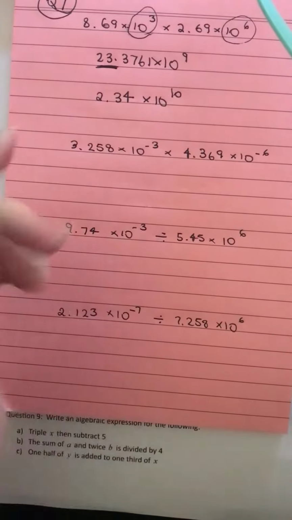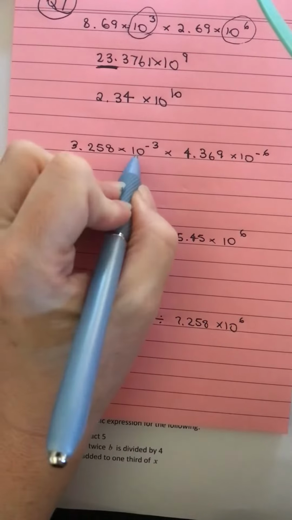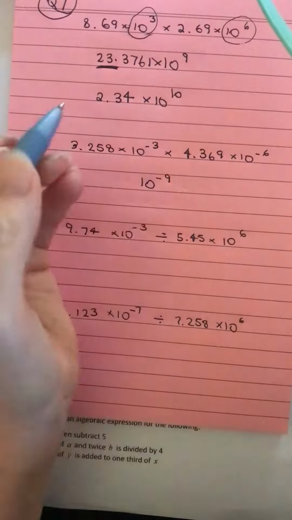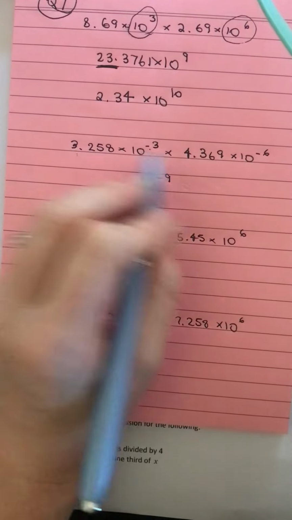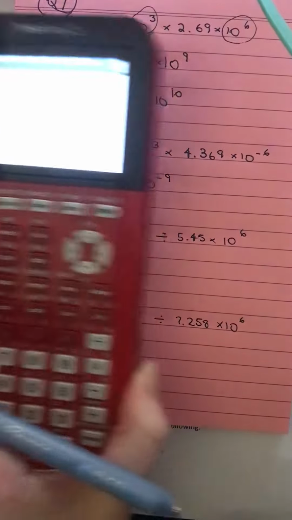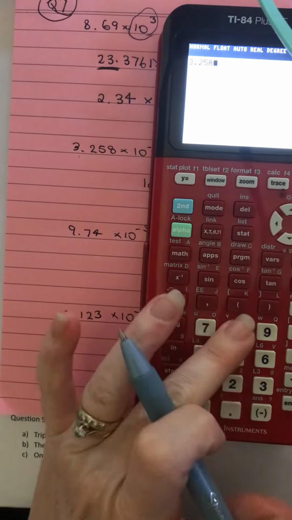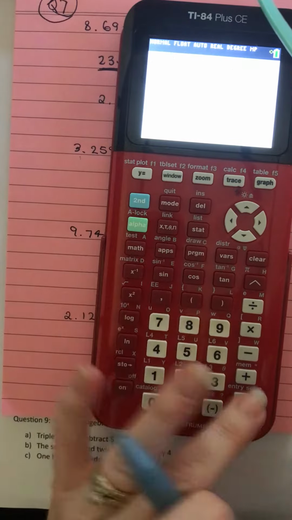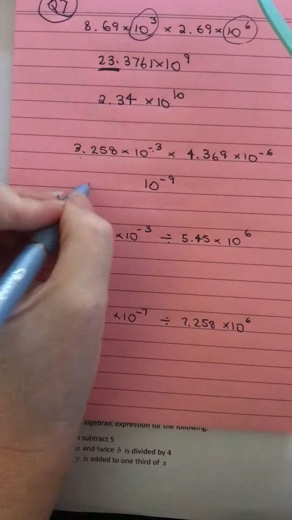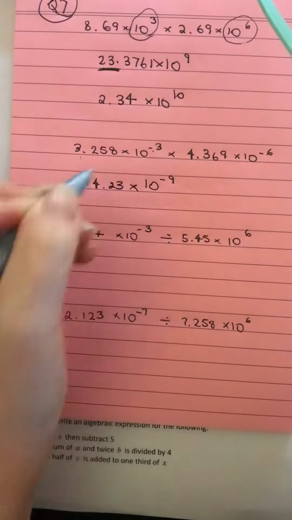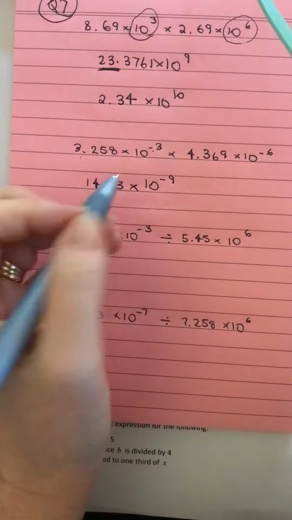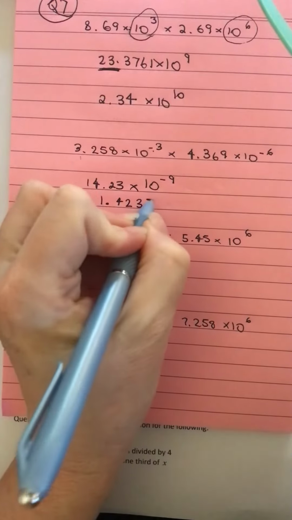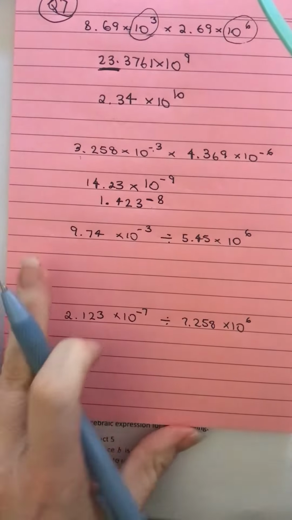The next one, we've got some negatives, so we're still going to do it the same way. When we've got 10 to the negative 3 times 10 to the negative 6, we get 10 to the negative 9, when we add the negative 3 and the negative 6. Then we're going to do our multiply here, where we have our 3.258, and we're multiplying by 4.369. And we get 14.23. And so then we want to change that to 1.423. So because we've moved that decimal place, we're going to make that a negative 8.